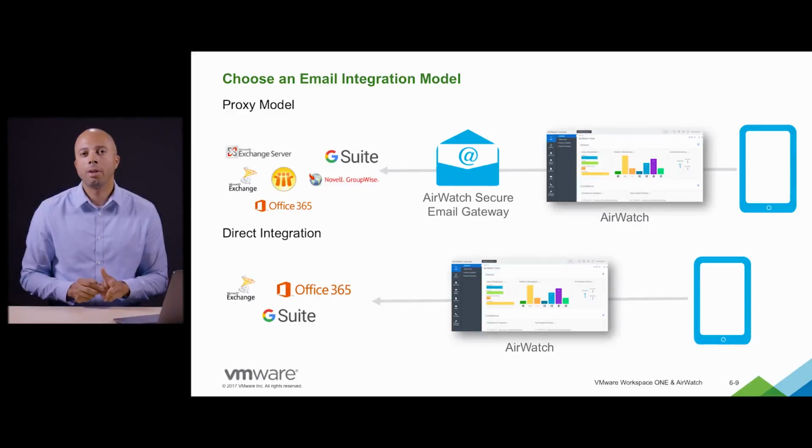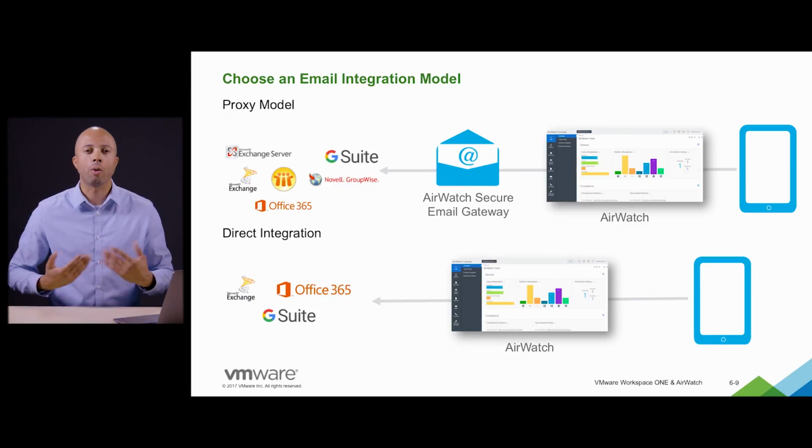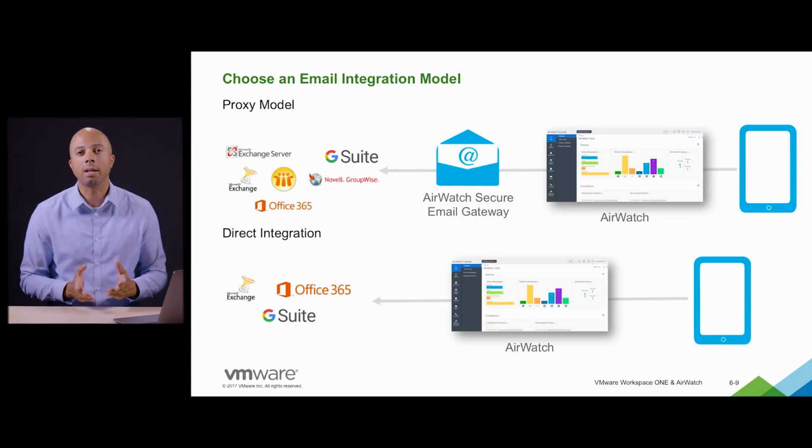You have two different email integration models to choose from. You have your direct integration and you have your proxy. Now, if you're thinking about the proxy, you're talking about the Secure Email Gateway, or the SEG. And the SEG comes in two different flavors, Classic and V2. V2 is the new and improved SEG, and both of these items are going to support protecting your backend email management.